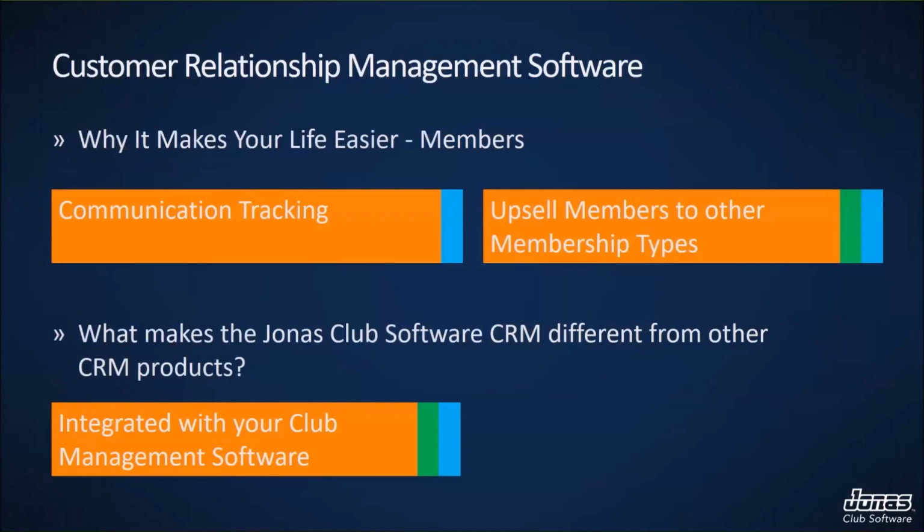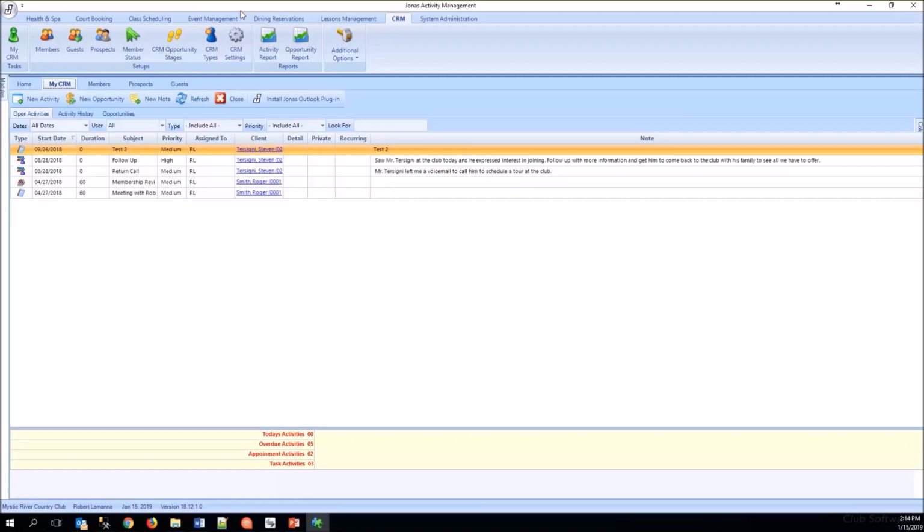Absolutely, Trevor. So the online form is going to feed into our CRM module. The CRM module lives within the Jonas Activity Management suite of applications. So if any of you are currently using our spa, dining, court, class, event, or lessons management products, you will have encountered this application before. For some of you that are only using our Jonas Club Management software, you've probably never seen the JAM suite of applications before.